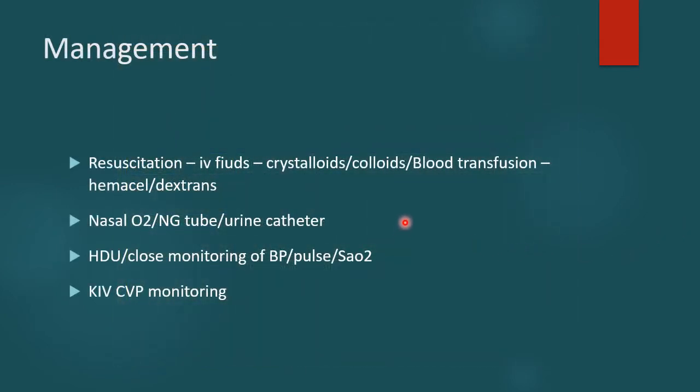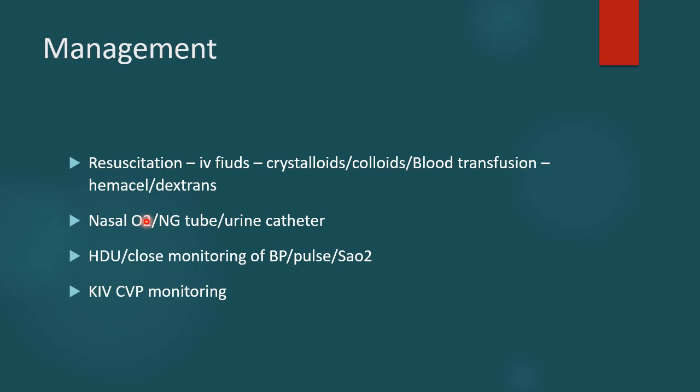Now come to the management of the patient. After assessing the severity, you have to decide on how to manage the patient. Resuscitation is the most important in any case of bleeding. It doesn't matter whether it's lower GI, upper GI, or whatever cause of bleeding. This consists of replacement with IV fluids, crystalloids, colloids, or even blood transfusion if the need arises. There are others like Hemacell and Dextrans that can also be used before the blood transfusion.